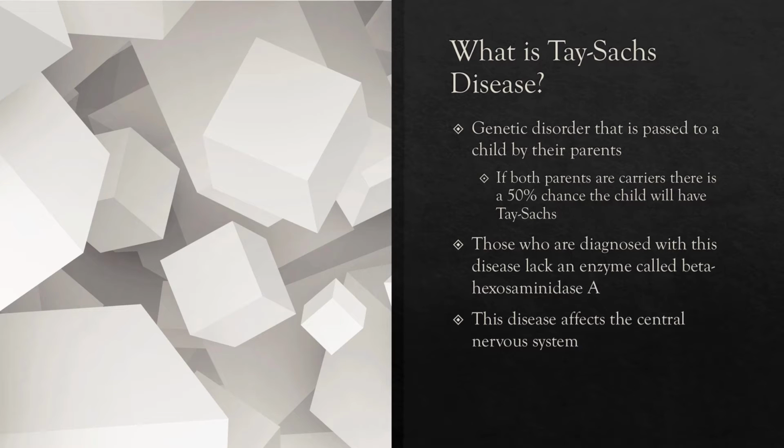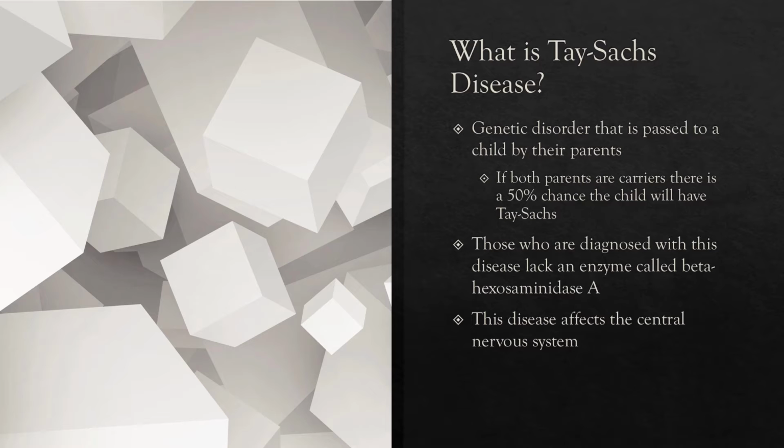It is a rare genetic disorder passed to a child by the parents who are carriers of Tay Sachs. If both parents are carriers, there is a 50% chance that the child will inherit the defective hex A gene and will have Tay Sachs disease. If only one parent is a carrier, there is a lower chance the child will have this disease. The child will still be a carrier of Tay Sachs if only one parent is a carrier.